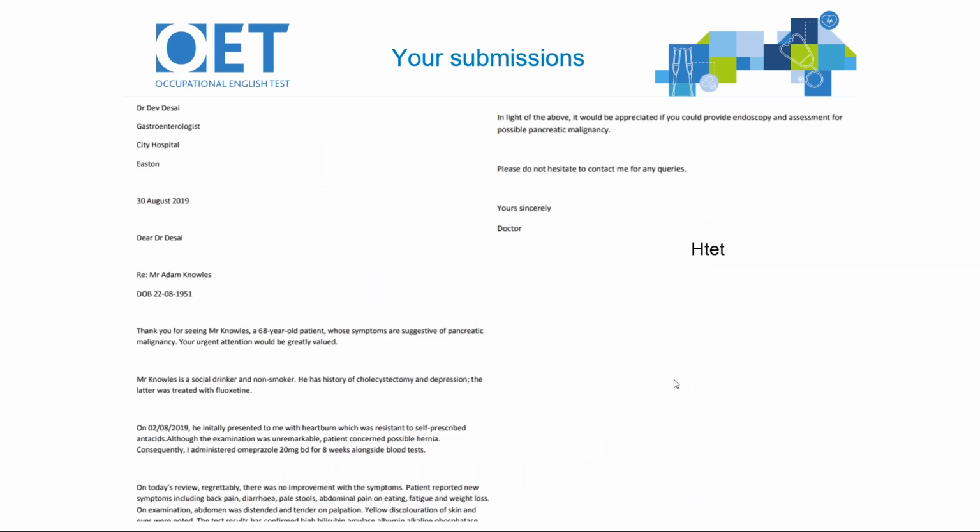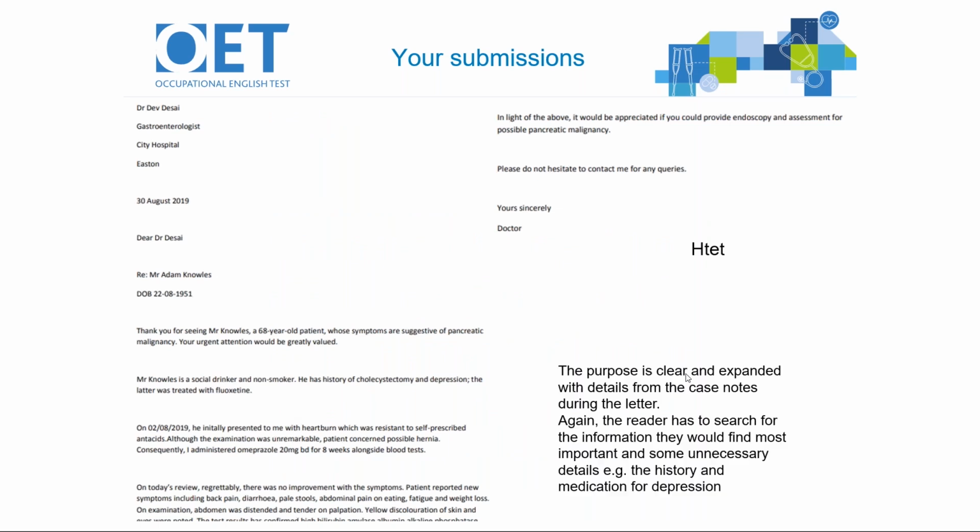The next sample comes from Tet. The purpose of this letter is clear, and it has been expanded with details from the case notes during the letter. But again, the reader has to search for the information that they would find most important. And some unnecessary details have been included, for example, around the patient's depression, which would again impact this score for conciseness and clarity.